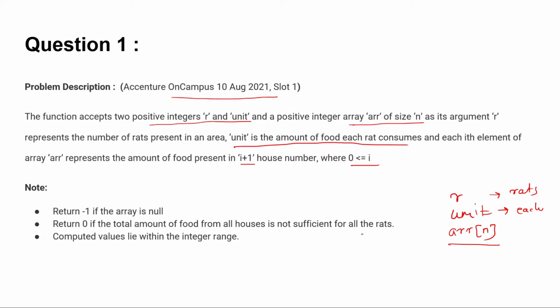Now what we are asked to do, so there are some notes. Return -1 if the array is null. If the array is empty, then we have to return null. And return 0 if the total amount of food from all houses is not sufficient for the rats. What that means, we'll see again in the next section. And the computed value lies within the integer range, so we can use integer variables.